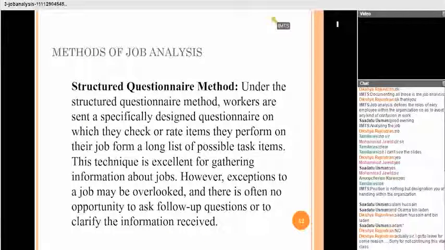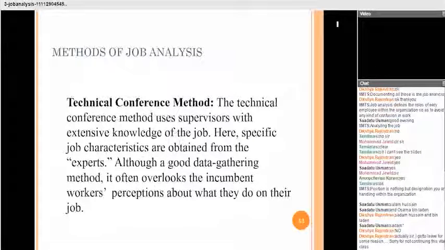Then the structured questionnaire method. Under the structured questionnaire method, workers are sent a specially designed questionnaire on which they check or rate items they perform on their job from a long list of possible task items. This technique is excellent for gathering information about jobs. However, exceptions to a job may be overlooked, and there is often no opportunity to ask follow-up questions or to clarify the information received.